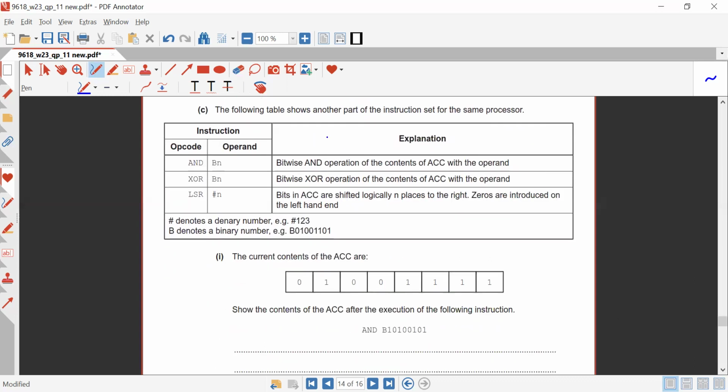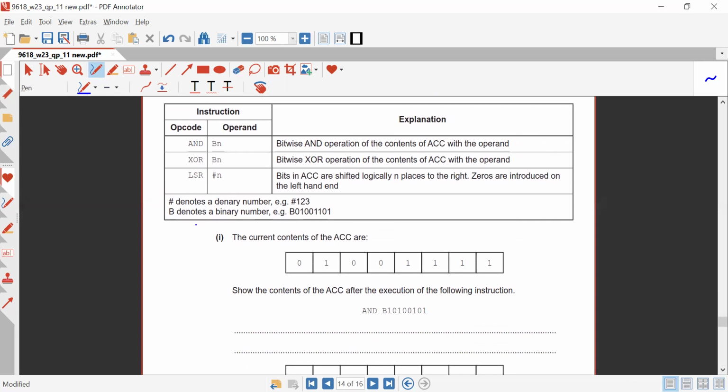Okay, now they are saying the following table shows another part of the instruction set for the same processor. Okay, so B is generating the binary number. Do remember that hashtag is representing the binary numbers. The current content of the accumulator are 0, 1, 00, and then 4 times 1. Show the content of the accumulator after the execution of the following instruction and B.